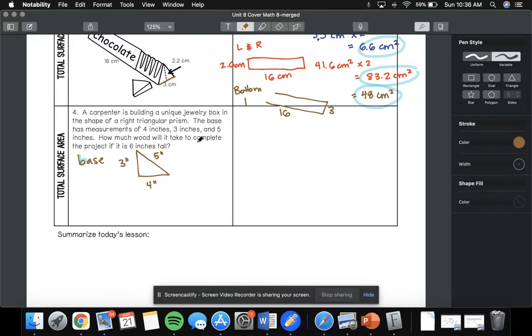tall? Okay, so first let's just kind of envision what this is. So it's trying to say if this was 6 inches tall, how much wood would it take? Okay, so let's first just find the area of the base. So we have a 3 by 4. Okay, that's a triangle, so I'm going to cut it in half. So 3 times 4 is 12. 12 cut in half is 6. So here's the front, but I would also have the back of the jewelry box. So I would double that and I would get 12 square inches.